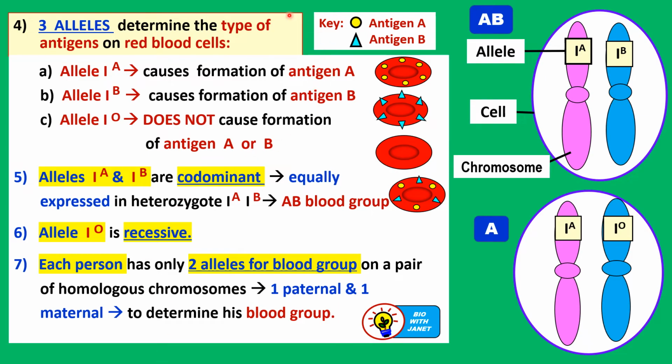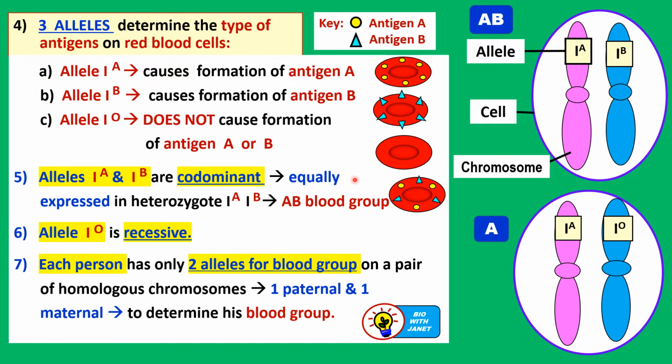Now, going on to the notes. 3 alleles determine the type of antigens on red blood cells, as we have discussed in the previous slide. So allele IA causes formation of antigen A on red blood cells, whereas allele IB causes formation of antigen B on red blood cells. Allele IO does not cause the formation of antigen A or B on red blood cells.